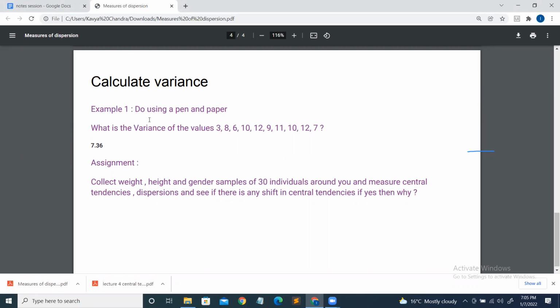The assignment is that you need to collect weight, height, and gender samples of 30 individuals around you, and measure central tendency and dispersion, and see if there's any shift in central tendency. If yes, then why. Just a quick assignment, do it on your own, and it's going to help you totally understand. If you discover things like that, I'm guaranteeing you, if you do this right, you would remember the concepts and actually understand how to use them.